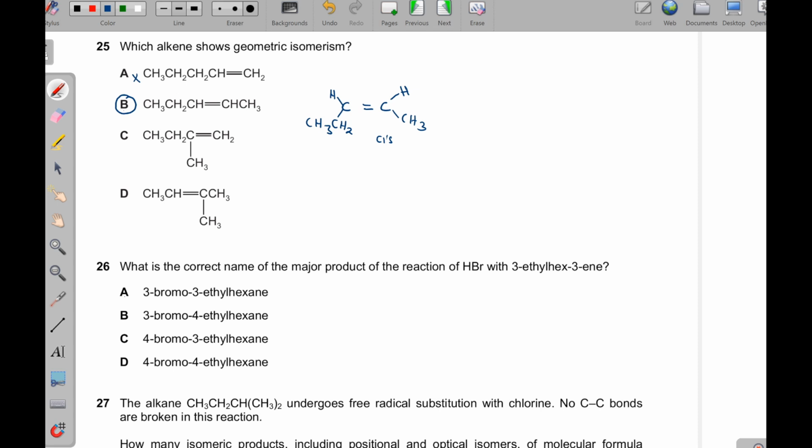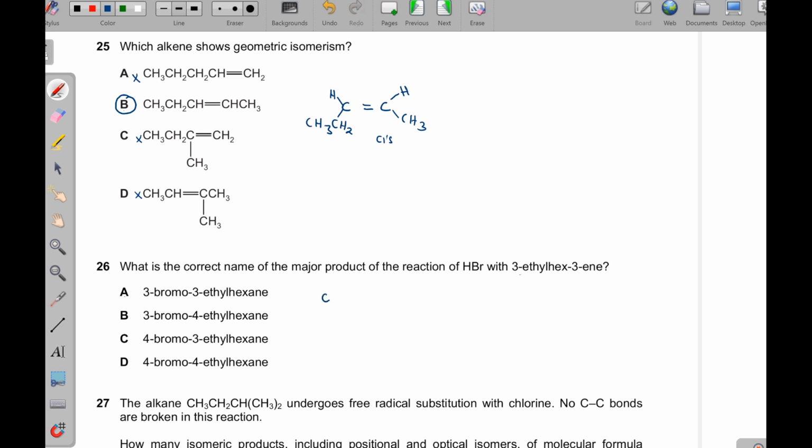But when you look at this one here, two hydrogens already, so that one is off. When you look at this one here, we have two methyl groups, this one and this one here on the same carbon. So that's why also this one is off. Question 26. What is the correct name of the major product of the reaction of hydrogen bromide with 3-ethylhex-3-ene? So let's first write this one here.